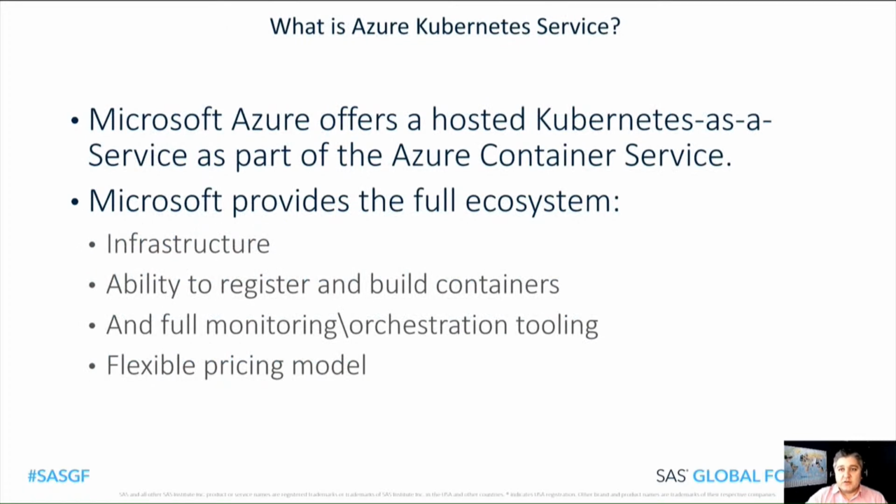Azure Kubernetes Service is a Kubernetes as a service offering from Microsoft for Azure customers. Within a single Azure service, you are able to order infrastructure, benefit from supporting services such as Docker registries, and have access to the full ecosystem of tools that allow you to build, deploy, and monitor your applications like SAS Viya 2020.1. All of that is available on a flexible pricing model where you're paying only for the resources used.